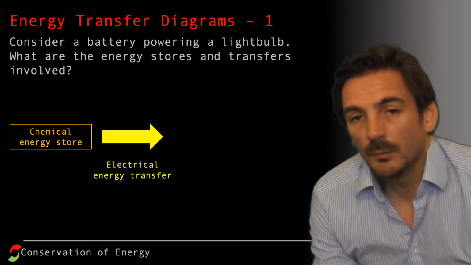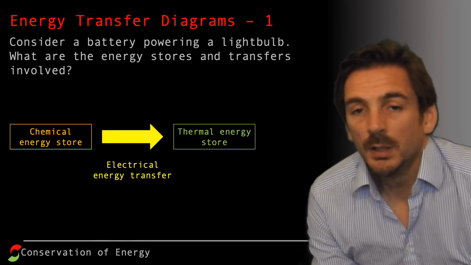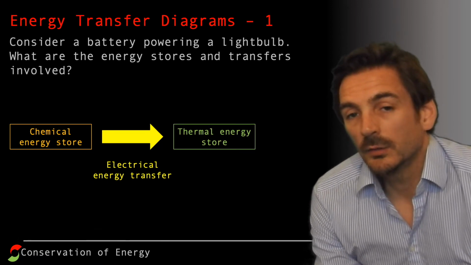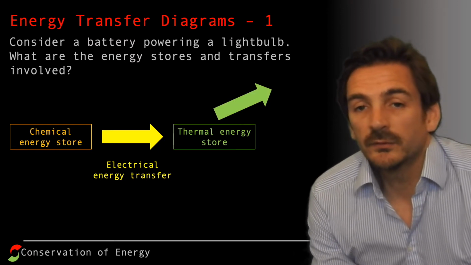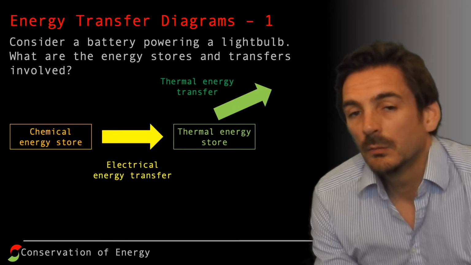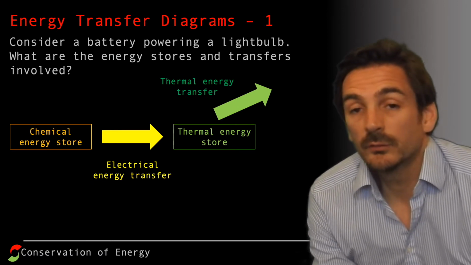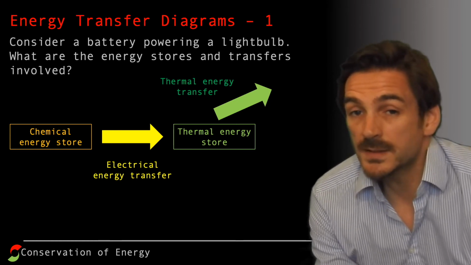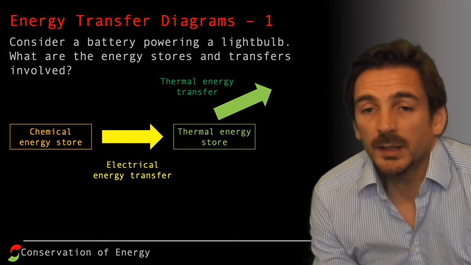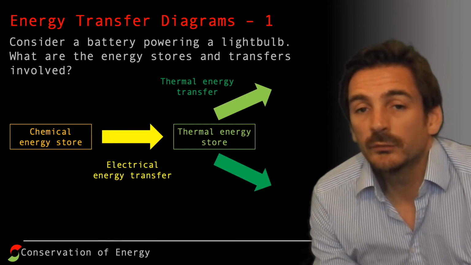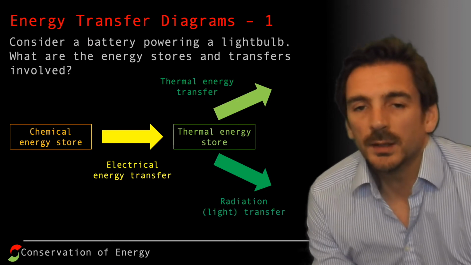And when it gets to the light bulb, that light bulb will get hot and it will get very warm, and its thermal energy store will increase. Because it's warmer than the surroundings, it will transfer some of its thermal energy to the surroundings. What we say there for a good exam answer would be that thermal energy is dissipated to the surroundings. Not only that, but because it gets warm and it glows, there'll be radiation energy transfer in the form of light, and that's the useful thing for light bulbs.